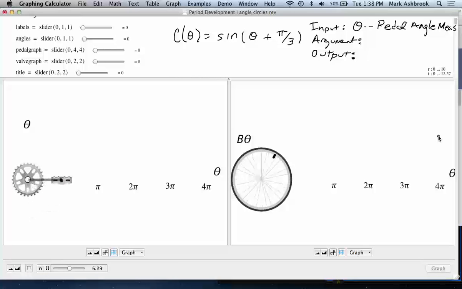Okay, what about the argument? Okay, Austin, how about the argument? Theta plus pi over 3. And what quantity is that in this scenario? That's the position of the tire. It's pi over 3 radians. Okay, so you said that's right, the tire is pi over 3 radians ahead of the pedal, but that value, theta plus pi over 3, as a single value, what quantity is it?